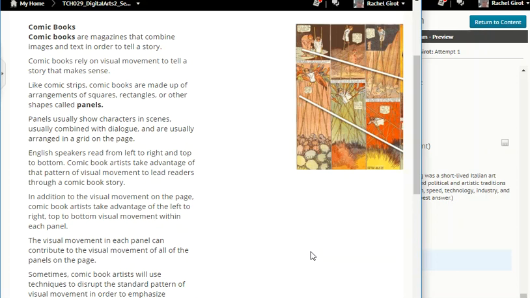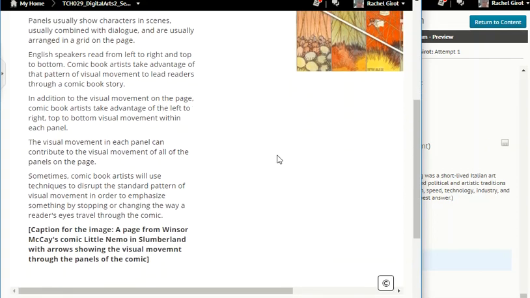English speakers read from left to right and top to bottom. Comic book artists take advantage of that pattern of visual movement to lead readers through a comic book story. In addition to the visual movement on the page, comic book artists take advantage of the left to right, top to bottom visual movement within each panel. The visual movement in each panel can contribute to the visual movement of all of the panels on the page.